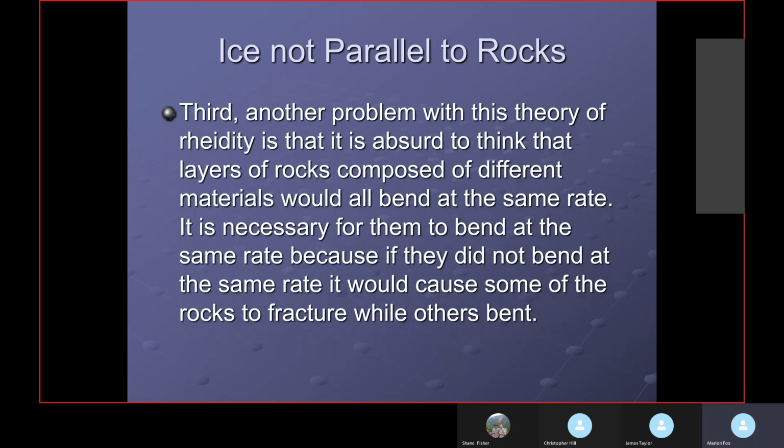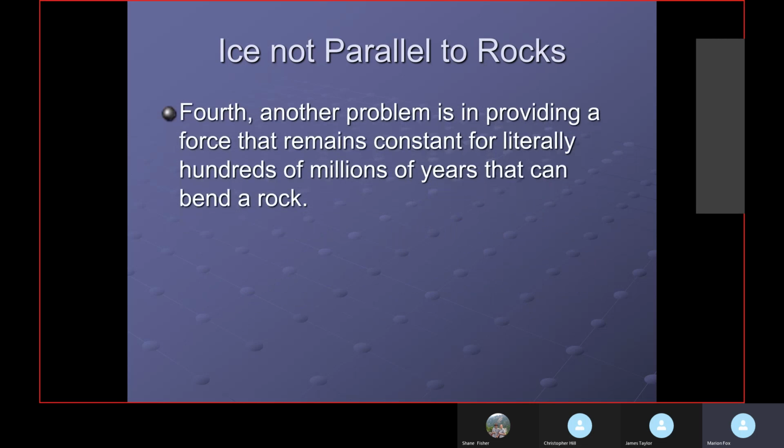Third, another problem with this theory of rheidity is that it is absurd to think that layers of rock composed of different materials would all bend at the same rate. It's necessary for them to bend at the same rate, because if they do not, it causes some of the rocks to fracture while others are bent. So again, we have another problem with this, because we have different kinds of rocks, different structures, different materials in the rocks, layers of rocks.